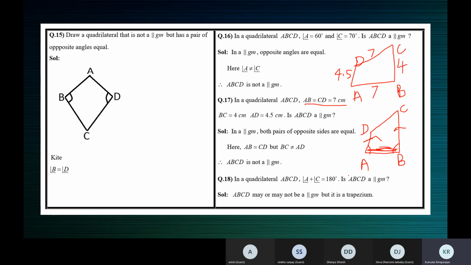For this question, children, A plus C is equal to 180. The answer is, with this information, we cannot say that ABCD is a parallelogram.